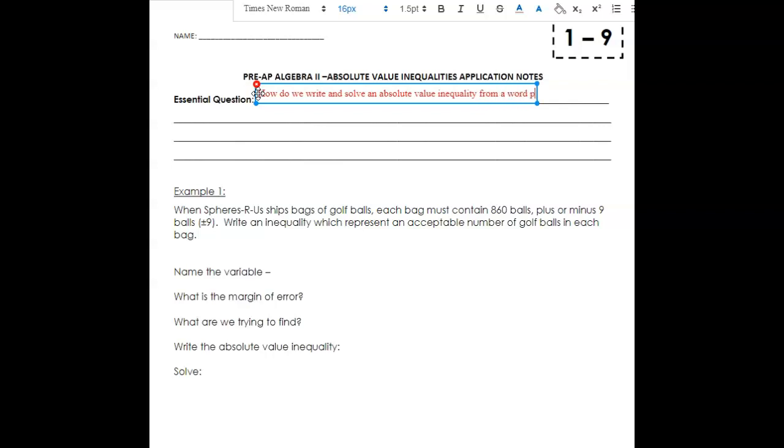So we have 3 examples today that absolute value inequalities and our knowledge that we built up over the last week or two is really going to help us make sense of. So we're going to start out with our essential question. I'm using my text tool. The essential question is, how do we write and solve an absolute value inequality from a word problem?